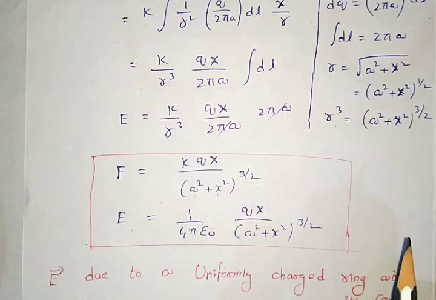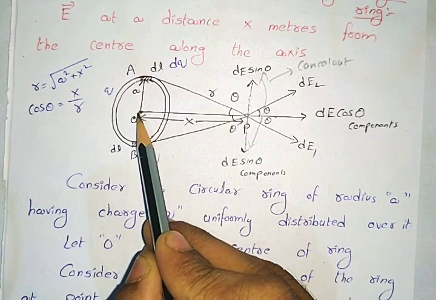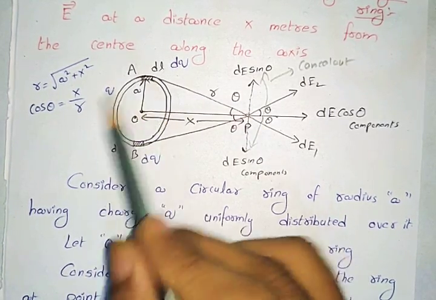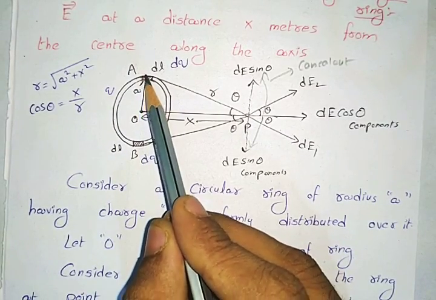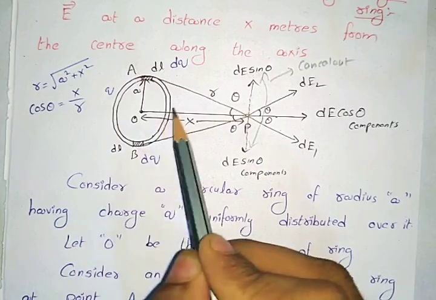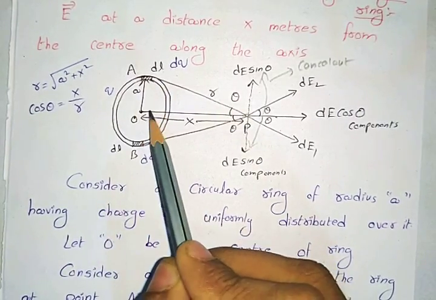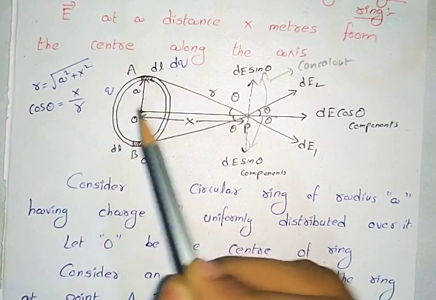Now if you want to find the electrical field intensity at the center, you can find this logically as well as mathematically. Logically, the electrical field intensity due to all the components along the complete length of the ring will be opposite to each other, and the net electrical field intensity at the center will be 0.